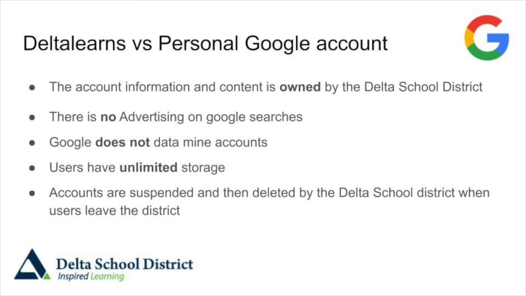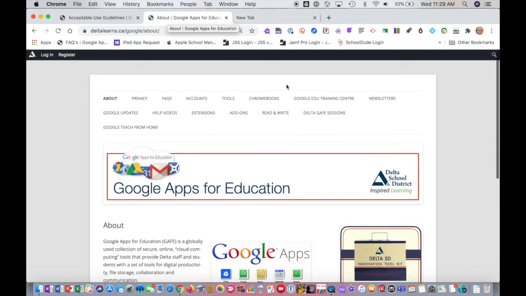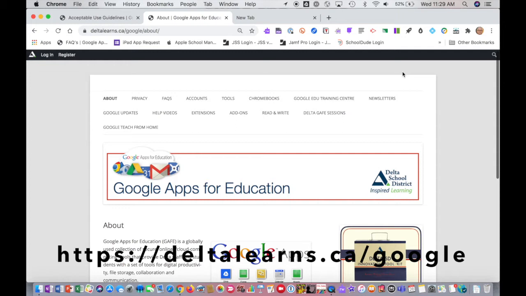A deltalearns Google or G Suite account is different from your personal Gmail or Google account. Some of these differences include that personal account information and content are owned by the Delta School District. There is no advertising, there is no data mining by Google, and there is unlimited storage for all who have accounts. Now, to become more familiar with deltalearns Google or G Suite, I would recommend visiting deltalearns.ca Google, where you can find all sorts of information.